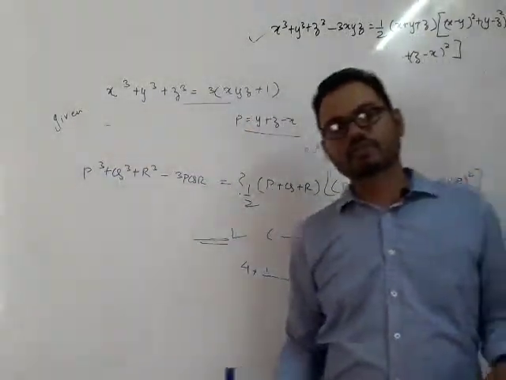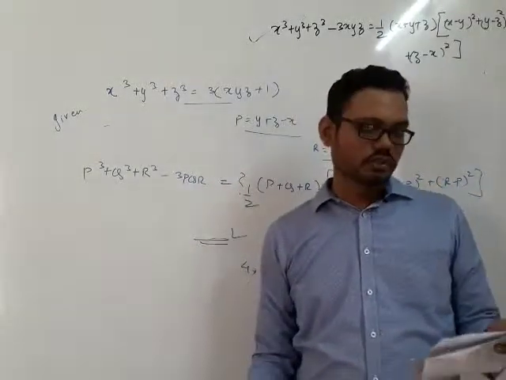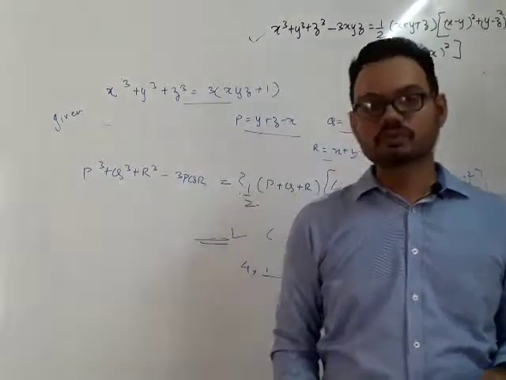These were the maximum types of questions which could have been asked based on that formula. In the next video we will cover the a square plus b square plus c square type formula.